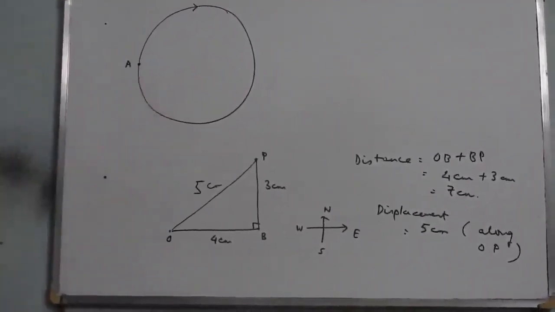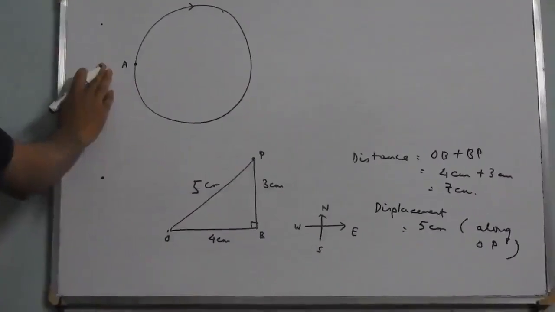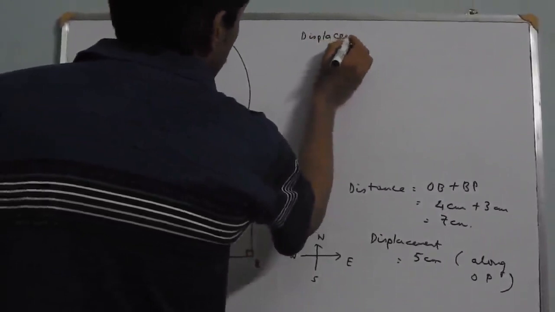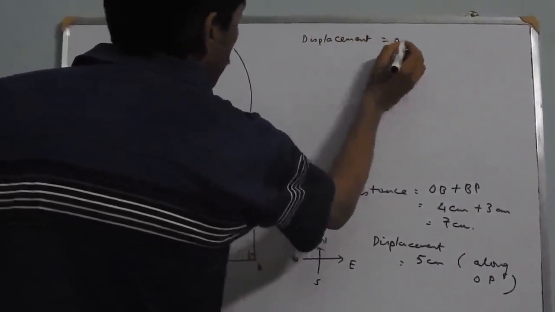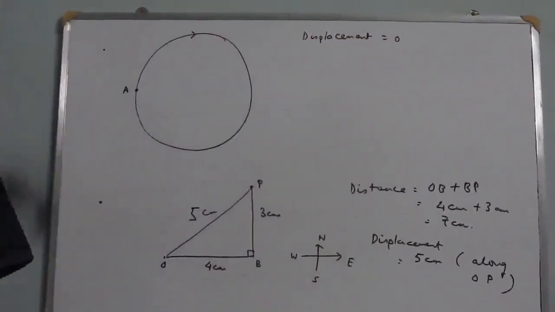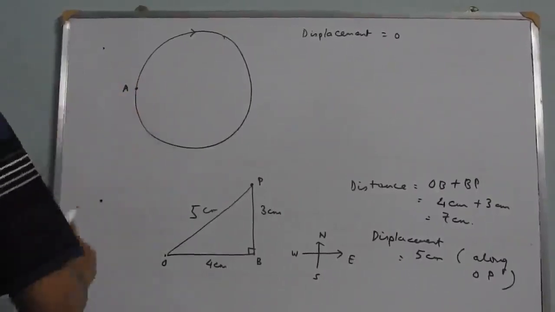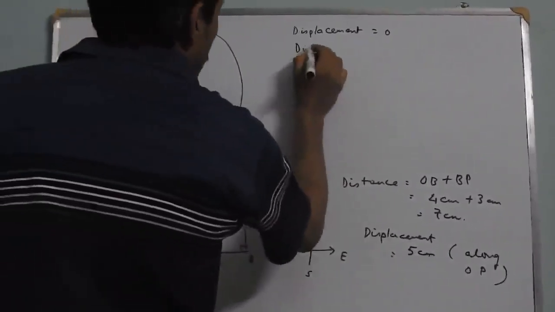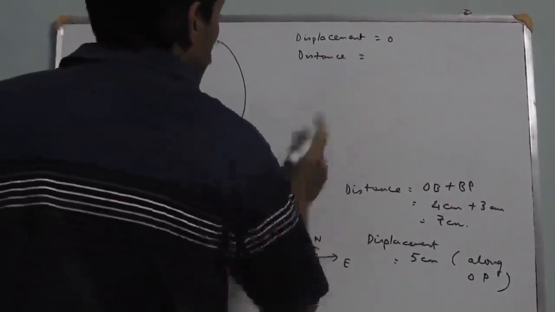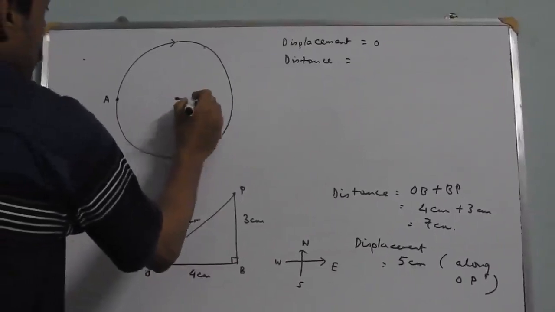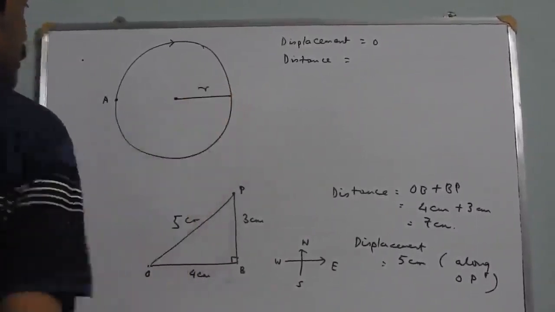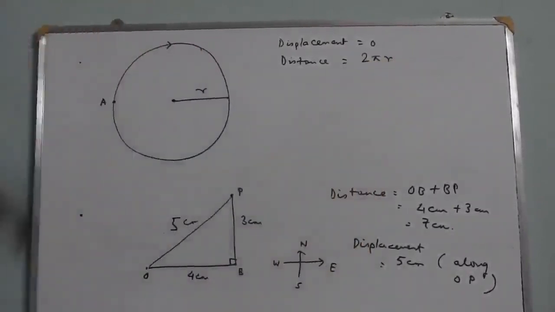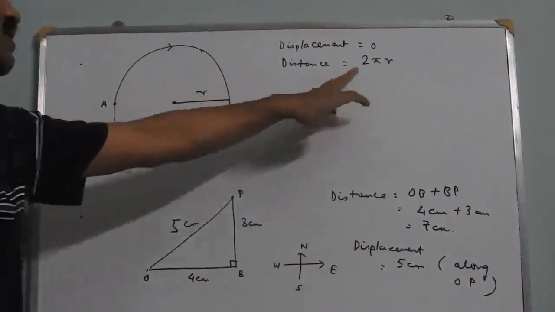It started its journey from point A, moved along a circular path in clockwise direction, and again finally stopped at the point A. So because its initial and final position remains the same, we can say that the displacement is 0. Displacement is 0. But the distance is actual length of the path traveled. So the distance will be equal to the circumference of the circle. Suppose the radius of this circle is say r, then the distance traveled is equal to 2 pi r.